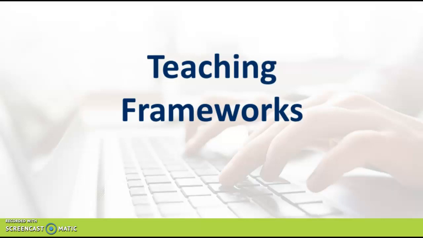At this point, I am going to go through a few slides that show teaching frameworks. Please pause and look over each framework in depth, but know that later in this school year, I am going to be providing training on all of these frameworks.